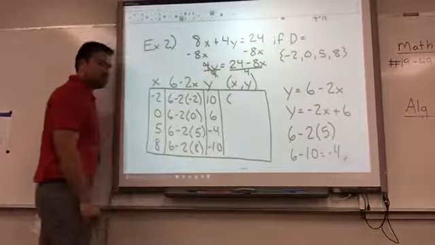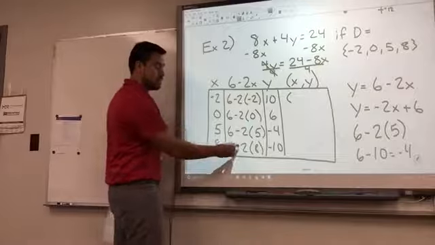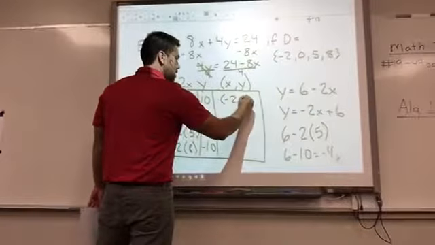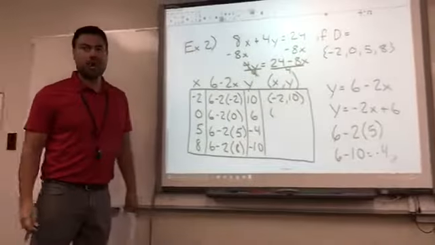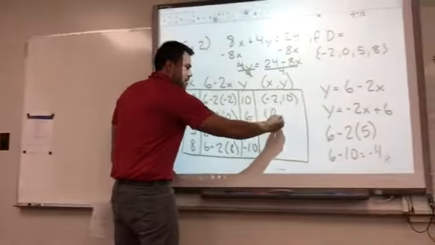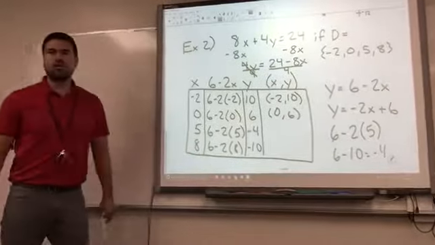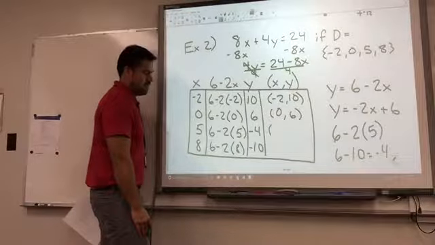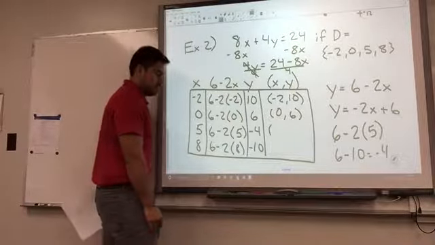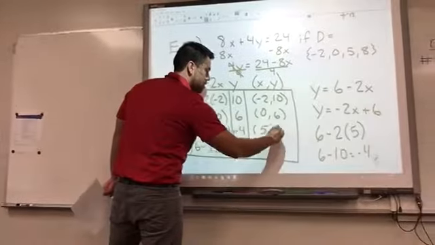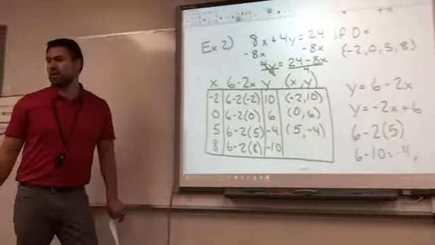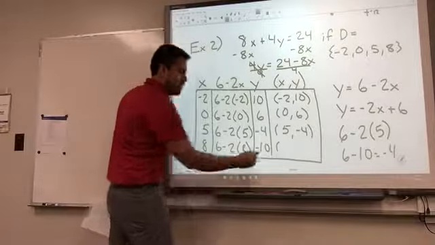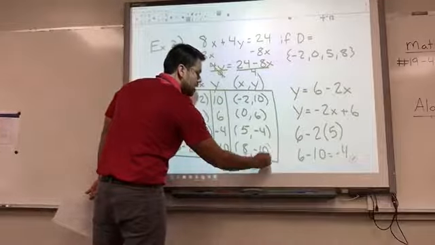What's the ordered pair for the first one? 6, negative 16. Negative 2, 10. Second ordered pair. Matt? 0, 6. Third, Rosalind? 5 and negative 4. And last one, Lily M. 8, negative 10. All right.